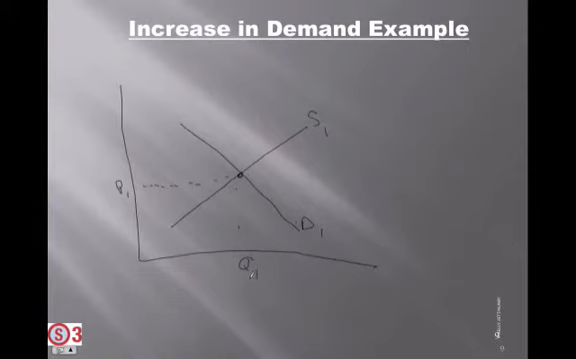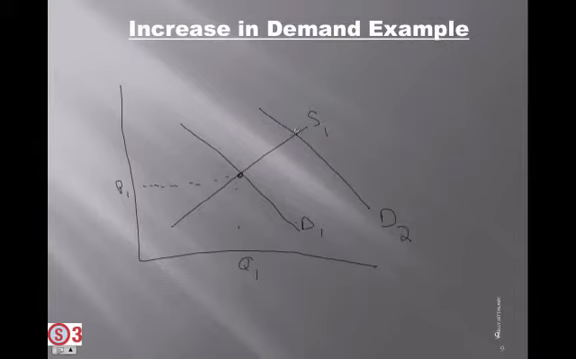Now, if we had an increase in demand, remember what happens. Demand's kicking out. People want to purchase more of a particular good at a given price. Well, if that's the case, demand is moving out to the right. All right, so notice we have a new demand curve. We're going to call that D2. So we move from D1 to D2.